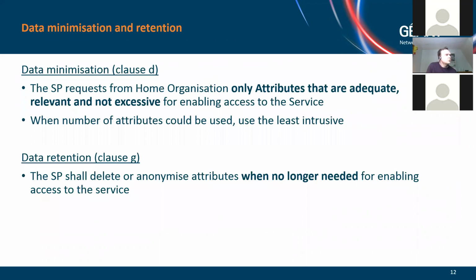Clause G of the COCO is on data retention, and the attributes need to be deleted or anonymized when they are no longer needed for enabling access to the service. And that's the principle, but it's a nasty principle in the context of service providers. The general idea is that if the user wishes no longer to use the service, the attributes need to be deleted. However, in practice, users seldom explicitly tell the service provider that now I have stopped using your service. Instead, they just never log in again.